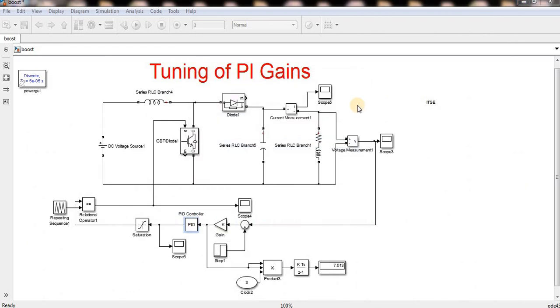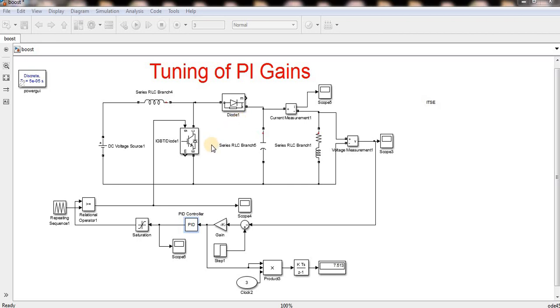Let us assume 4 or 5 PI gains are there. If it is a grid-connected system, maybe 4 or 5 PI gains are there, like the id controller and iq controller, or the vd controller and vq controller. Many PI gains are included. So in that case, which PI gains do I have to tune first? That is the main question.